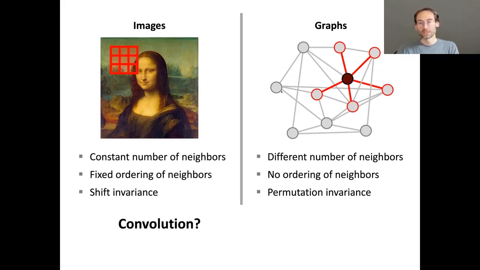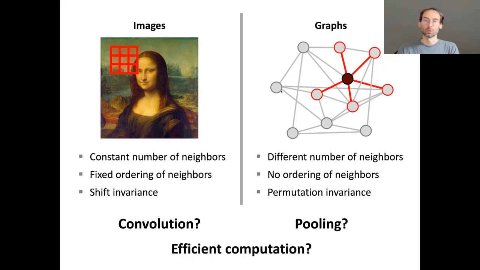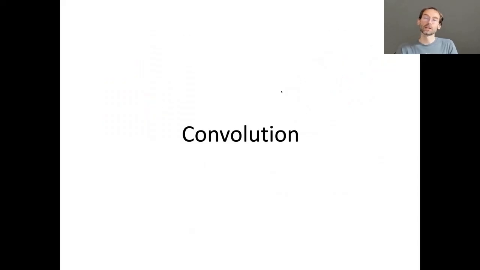So the question I would like to address today is how to generalize the building blocks of convolutional neural networks or deep learning pipelines in general to graphs. One of them is how to define something similar to convolution. Another one is how to do pooling and how to do all these computations efficiently. So let me start with convolution.